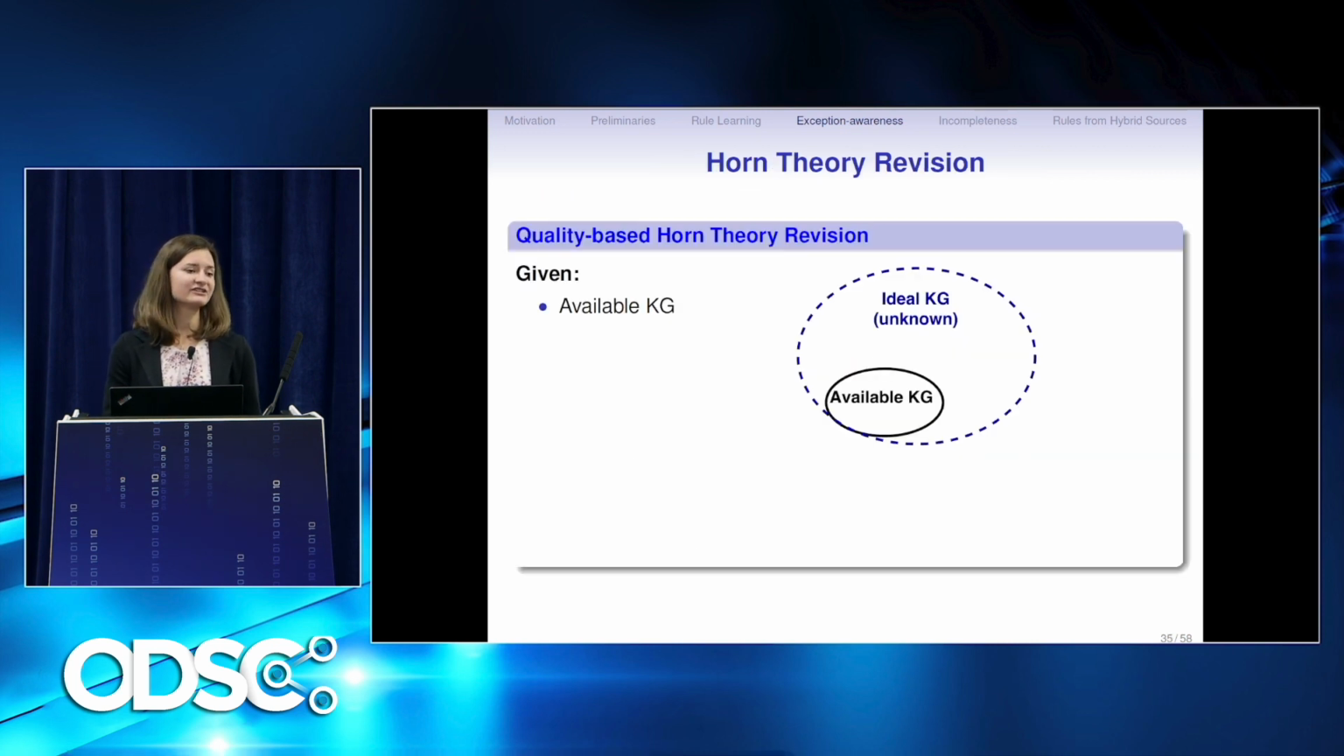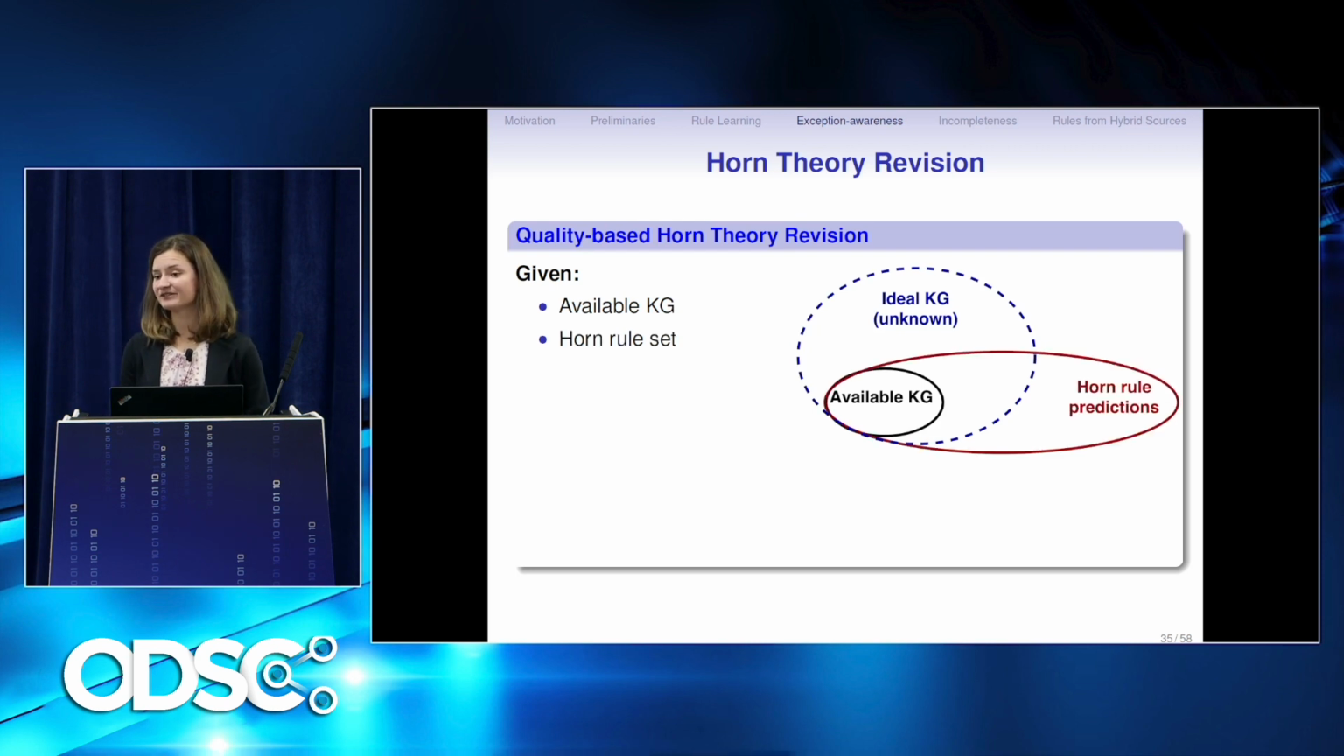And what we essentially try to do is the following thing. So given a certain knowledge graph, we imagine that there is this ideal knowledge graph that stores all possible facts that hold in the world, which is obviously unknown. So now if we have a set of rules without exceptions, that would be the so-called Horn rule set, we make predictions using this rule set and get the area with the red border, essentially. So we have the available graph, its superset is the ideal unknown graph. We have the positive rules and make predictions, the area with the red border.